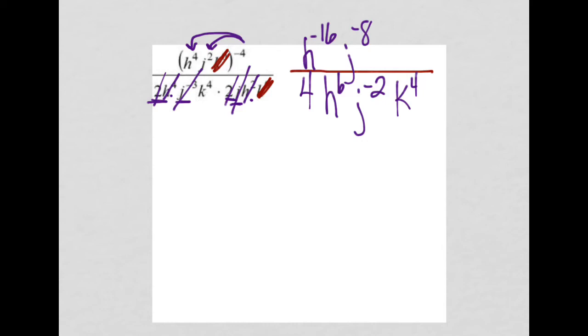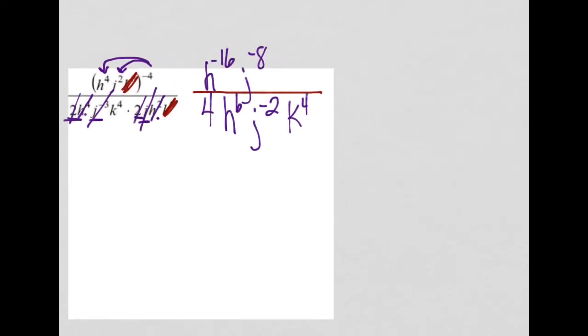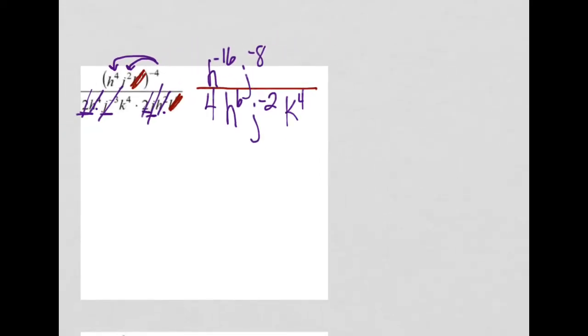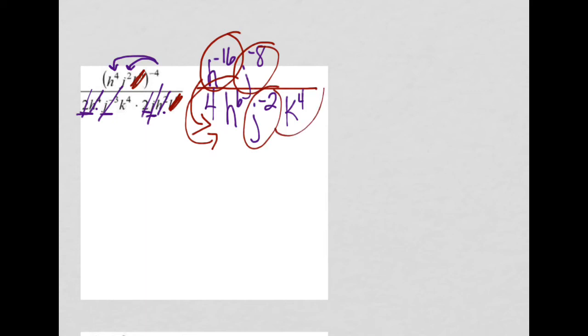So then our notes say to do what? Move all negative exponents to the other side. So that means this guy is moving downstairs. That guy is moving downstairs, and that guy will be moving upstairs. So j to the 2nd moves up, and all of this moves down.